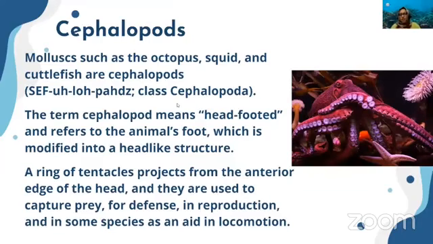The next one is cephalopods. Mollusks such as octopus, squids, and cuttlefish are cephalopods. The term cephalopod means head-footed, and a ring of tentacles projects from the edge of the head. They are used to capture prey, for defense and reproduction, and in some species as an aid in locomotion. So they have these tentacles, which is something prominent with these cephalopods.